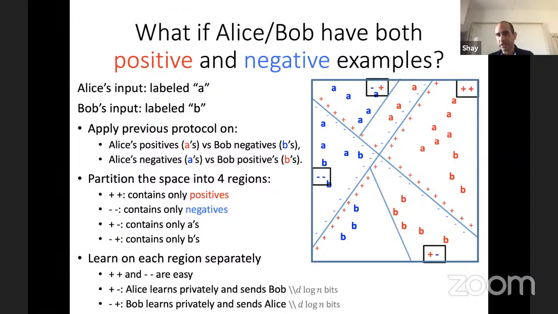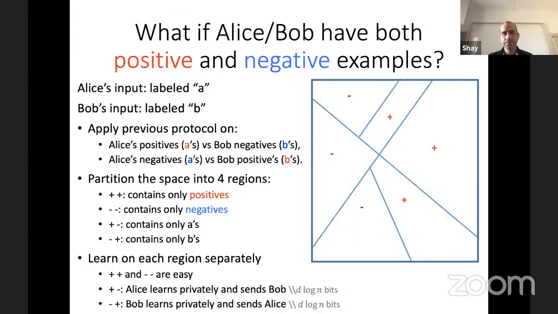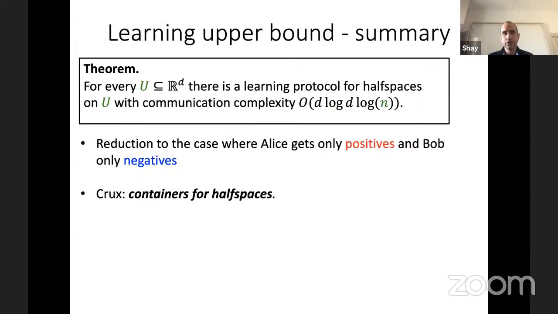So the final classifier looks something like this. It is a partition of the space into six regions, and on each region the parties can label the region monochromatically. Every region is monochromatic. Let us summarize it and then see what we can do next. We proved that for every finite domain U of n points, there exists a protocol for half spaces on U whose communication complexity is d log n. And the crux, as we saw, was the container theorem.